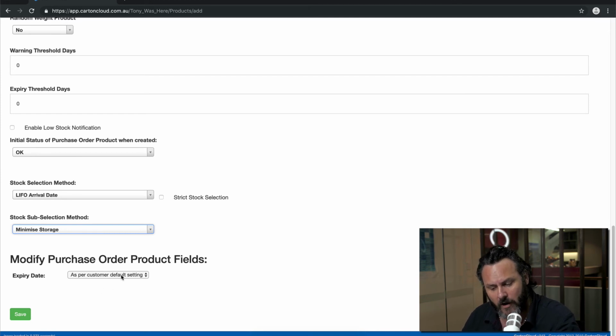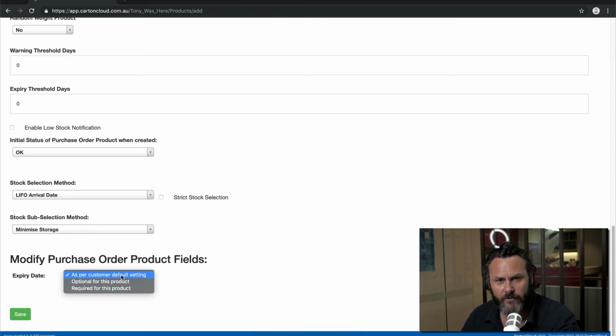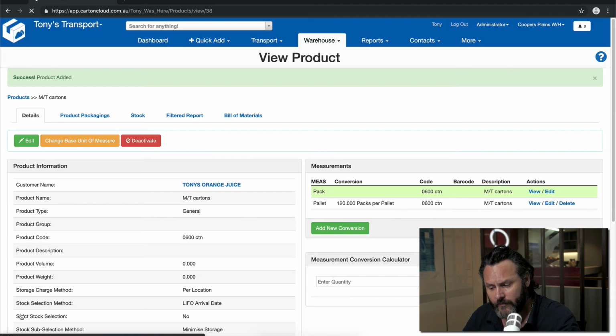And then the expiry date, we've got a few different options as per customer default setting, because in the customer default setting, we can turn it on that they need an expiry or they don't need an expiry. We can put it in so that it's optional for this product or it's required for this product. And I'm going to say for this one that it's only optional because I don't want to put in an expiry date for packs of cartons. And then we go down and save.